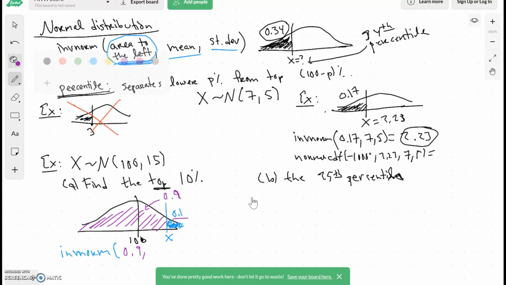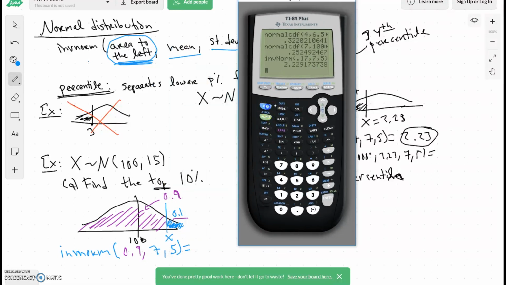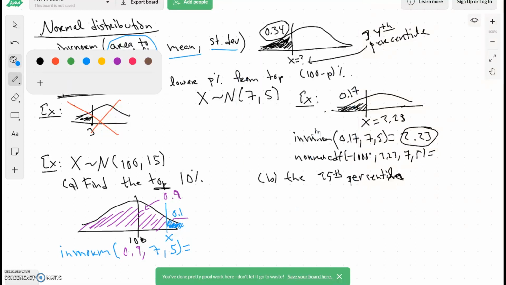All right. What is the mean? The mean in this case is equal to 7, and the standard deviation is equal to 5. Let's put that into our calculator. I'm going to press second vars, go down to inverse normal. This is going to be 0.9, the next one is going to be 7, and this is going to be 5. So what am I going to get? Oops, sorry, I messed up. I really messed up. Let me go back. This is not it.